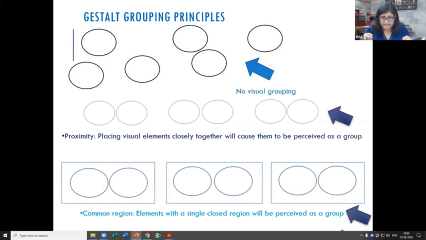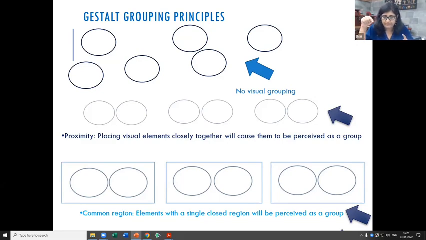Now, placing visual elements closely together will cause them to be perceived as a group. This is the proximity grouping principle. What are the common elements? If you are asking questions about academic history, ask all of them together at the same time. And then move to the next subsection. If in the next subsection you are asking about work history, all the questions should be about your work history or your work experience.